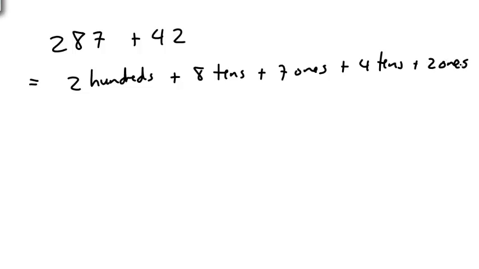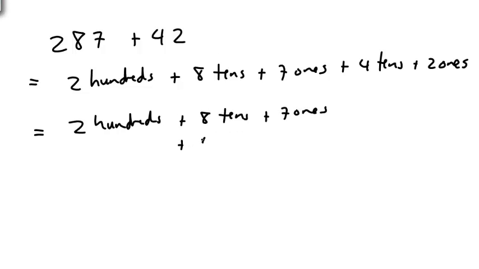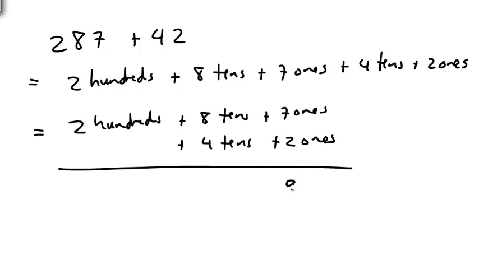And the rule for adding and subtracting, the hundreds and the tens and the ones are acting like units. And what's the rule? The rule is you add things with the same units and not otherwise. So what we can do is we can say this is 2 hundreds plus 8 tens plus 7 ones, and we can add the tens to the tens and the ones to the ones. And 7 ones and 2 ones is 9 ones. And 8 tens and 4 tens, that's 12 tens.